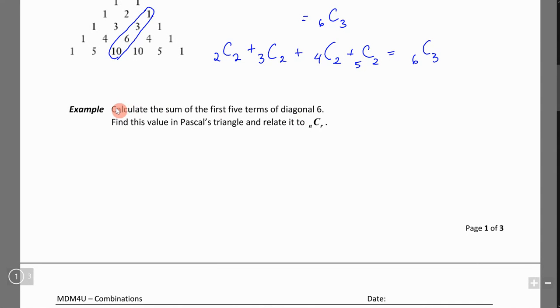Let's look at another example. Calculate the sum of the first 5 terms of diagonal 6. Find this value in Pascal's triangle and relate it to n choose r. So in diagonal 6, all your r values are going to be 6, r equals 6.